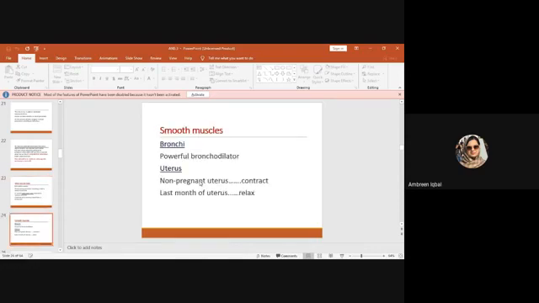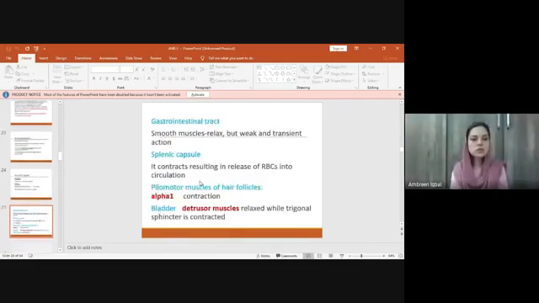Now, the bronchi. Bronchi are present in the lungs, and there are beta 2 receptors present in the lungs. So what is going to happen is that adrenaline or all these adrenergic drugs are going to cause bronchodilation. So they're very, very good in patients with asthma. Then, on the uterus, the action of adrenaline on the non-pregnant uterus is that it promotes contraction, while on the last month of pregnancy the uterus, it promotes relaxation.